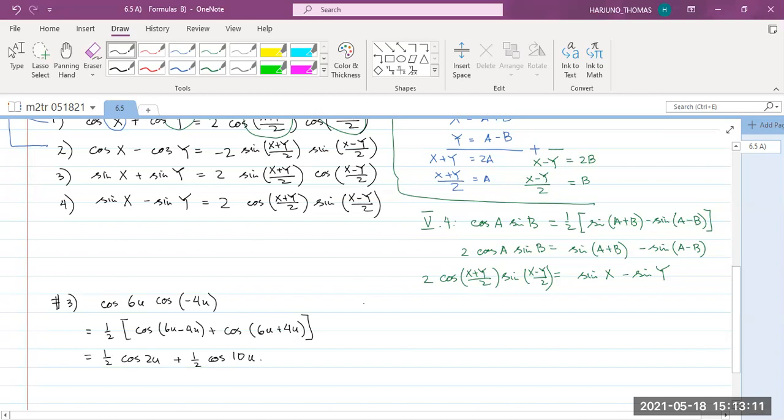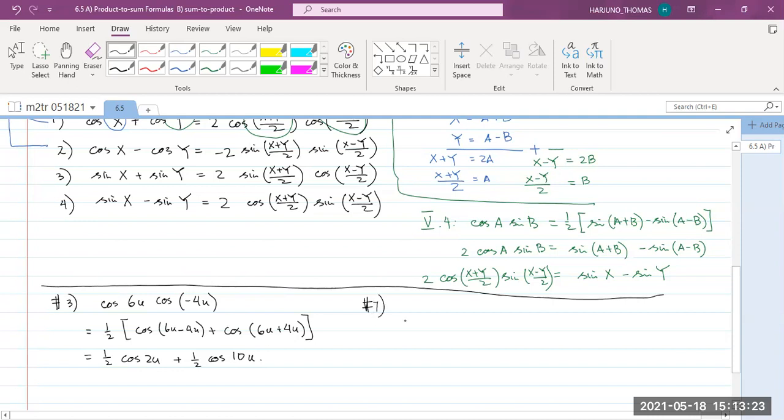Number 7. 3 cosine x sine 2x. This is equal to 3 times 1/2. This is formula 4.4, right? This is formula 4.4. This is 4.1.